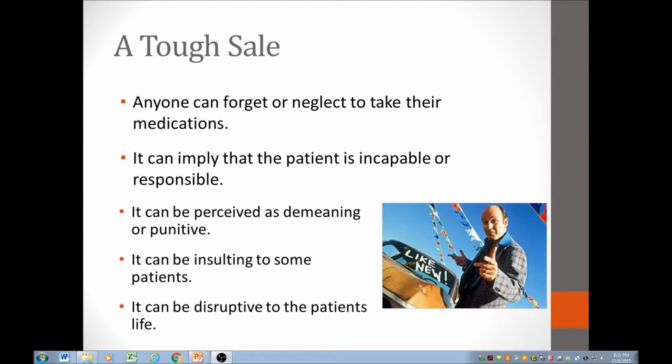DOT can be a tough sell, especially if the person is being treated for TB infection via DOT. Anyone can forget or neglect to take their medications. DOT can imply that the patient is incapable or irresponsible. It can be received as demeaning or punitive. It can be insulting to some people. It can be disruptive to the patient's life.